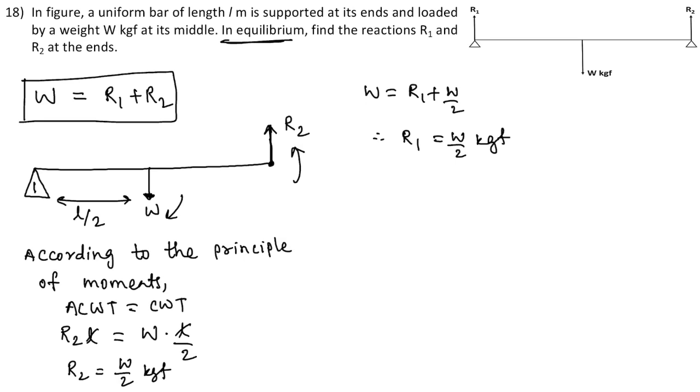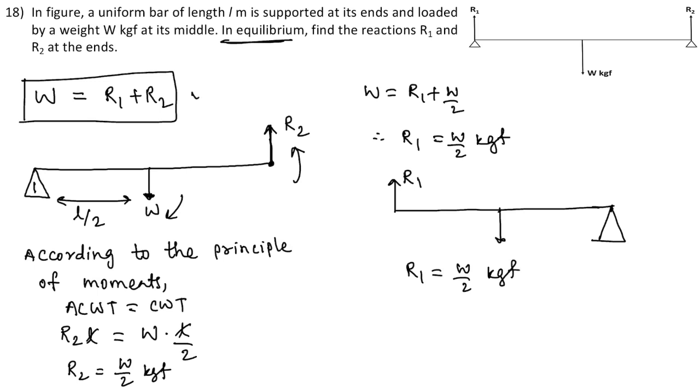Instead of taking fulcrum at the left end, you could also take the fulcrum at the right end and consider R1 as a required force to balance this bar. Okay, so again, by using this particular method also, you will find out that R1 is equal to W by 2 kgf. And then once again, you can use this first relation to find out R2, which would ultimately come out to be W by 2 kgf.